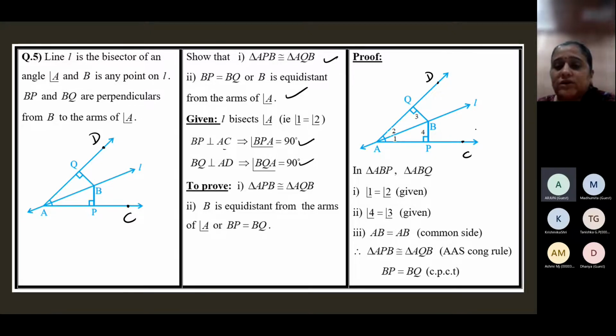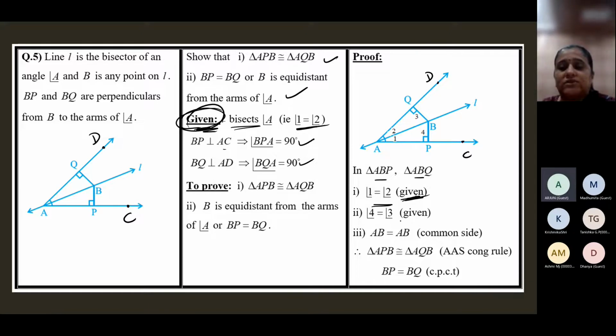Now the proof. Draw the figure, number the angles. It's more convenient when you number the angles and write the names of the two triangles which you have to prove are congruent to each other. Now see here, angle 1 is equal to angle 2, given. Only if you write this under given can you give this reason. This given is not in the question; we have written it in the answer under given. L bisects angle A, that is, angle 1 is equal to angle 2.